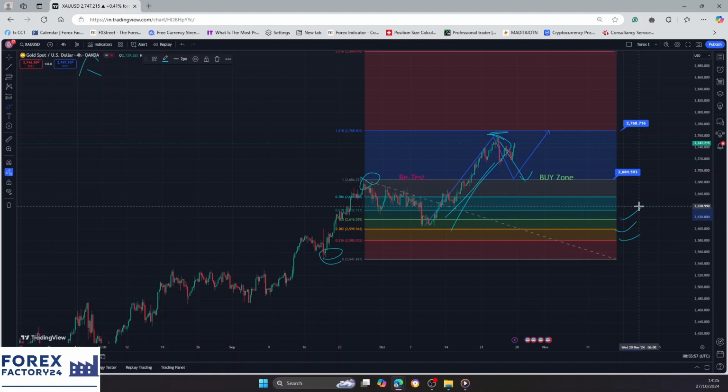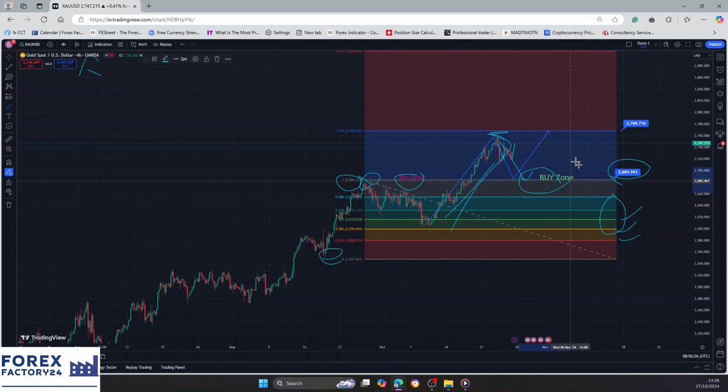Right now, we're seeing a bit of correction after that big upward move. The price is coming down and retesting this previous resistance level, which is right around $2,684. This level lines up with a 1.0 Fibonacci extension, making it a solid area to watch for buyers coming back in. So here's the game plan.